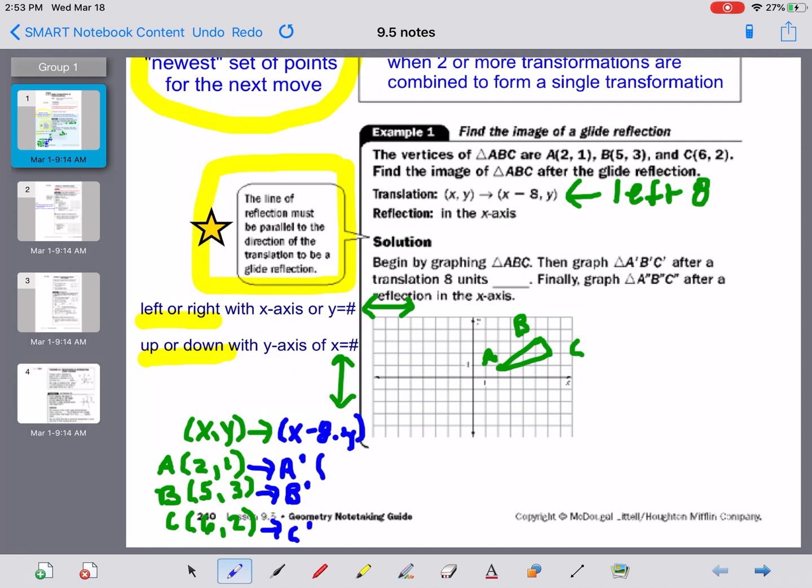So I'm going to take my X of 2 and subtract 8, and I get negative 6. My Y is going to stay the same at 1. For B, I'm going to take my X, which is 5, subtract 8, I get negative 3, and leave my Y alone, so I leave it at 3. For C prime, I'm going to take 6, subtract 8, I get negative 2, leave my Y alone, so it stays at 2. Now I'm going to graph that new figure, that's my first move off of this translation. Super important on the graph to put those prime marks on there.